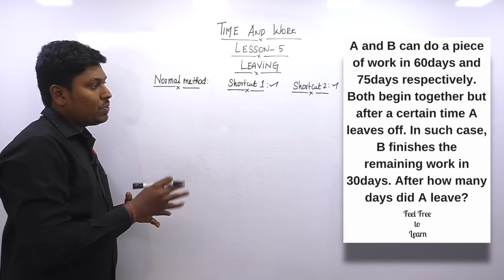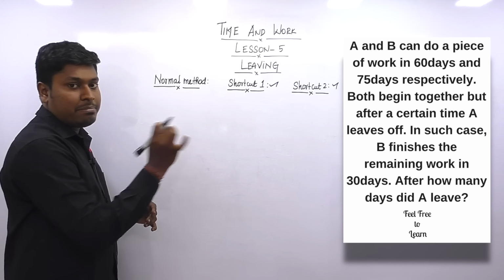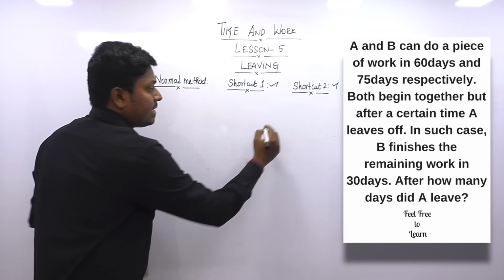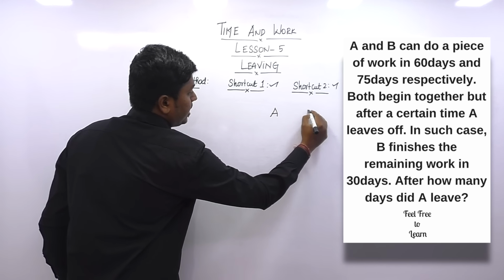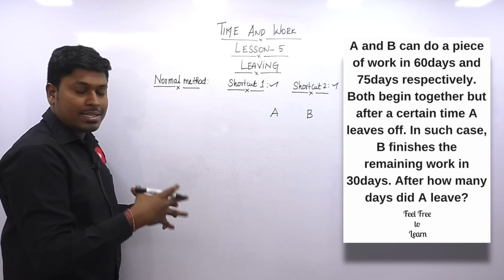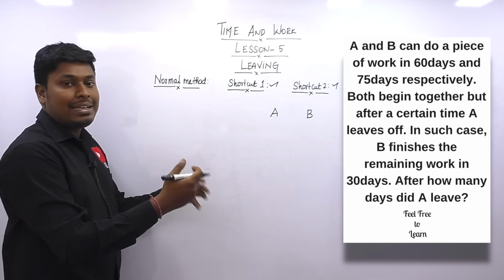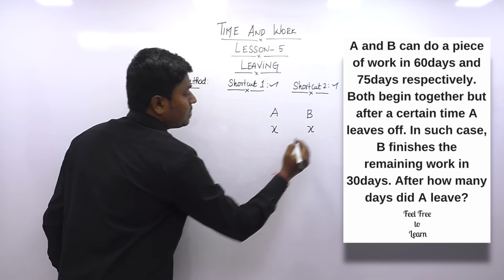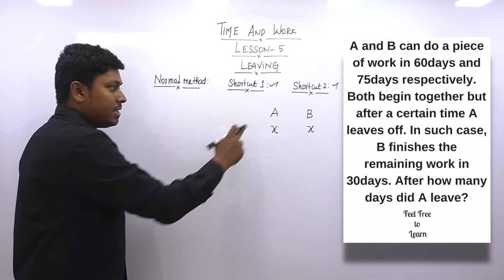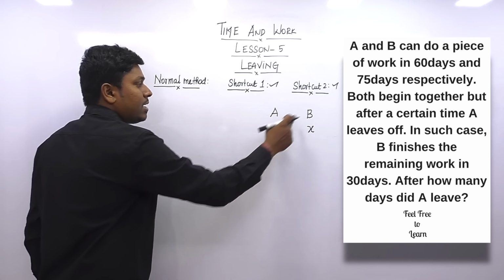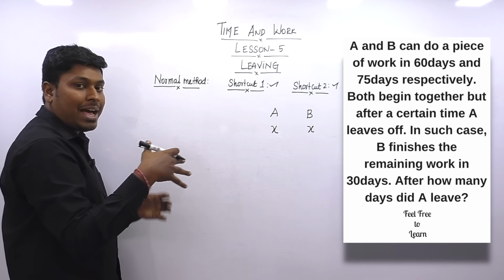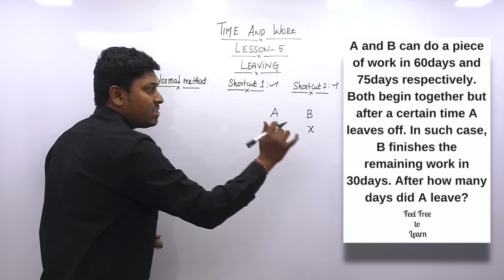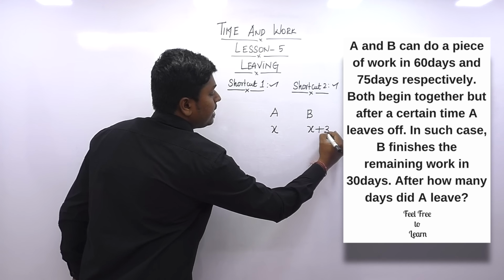So shortcut number 2 is, first of all, A alone can complete a piece of job in 30 days, B alone can complete a piece of job in 35 days. Listen here, A and B, there are 2 persons, right? So initially both of them started working. After certain days A left, but we don't know initially how many days A and B both worked. Got the logic? So we don't know how many days A worked and also how many days B worked. But after working a certain time, A left and the remaining job was completed by B in 30 days.